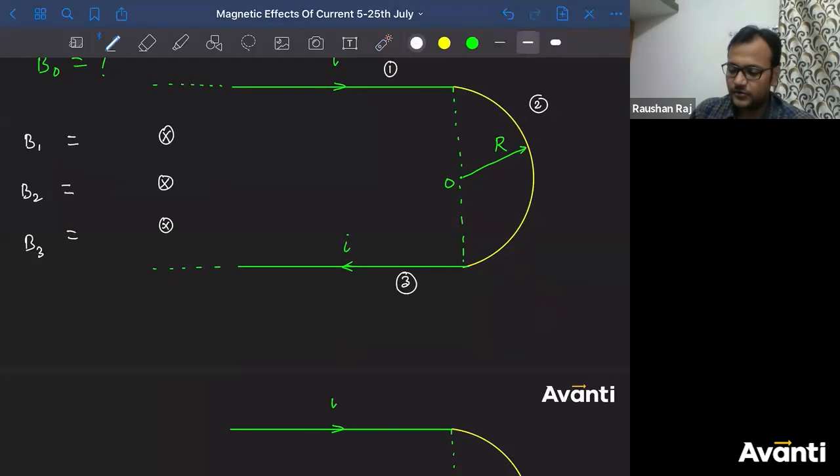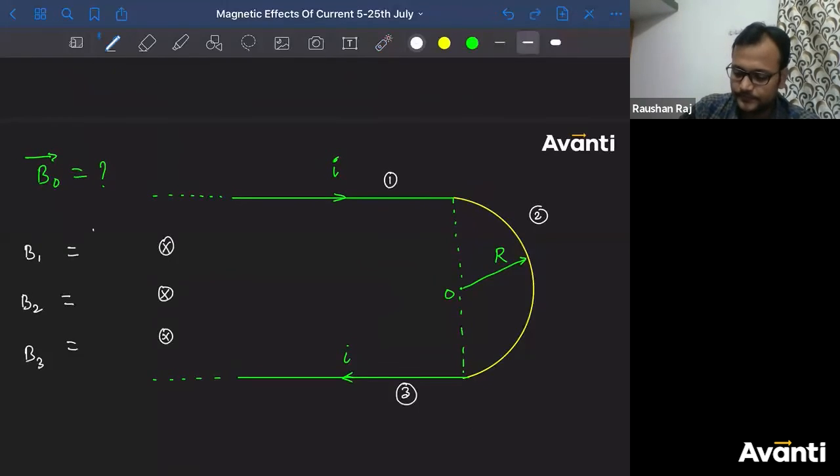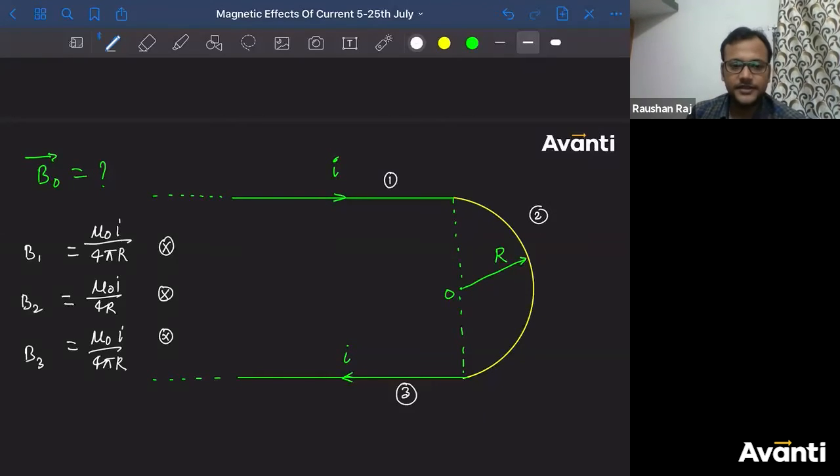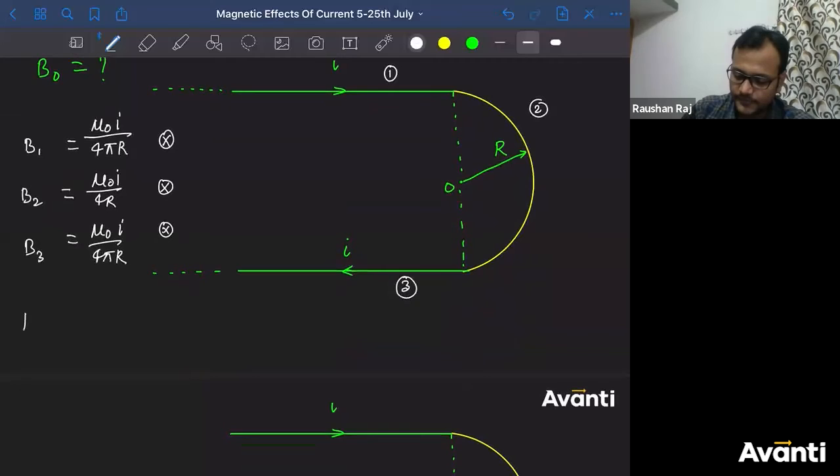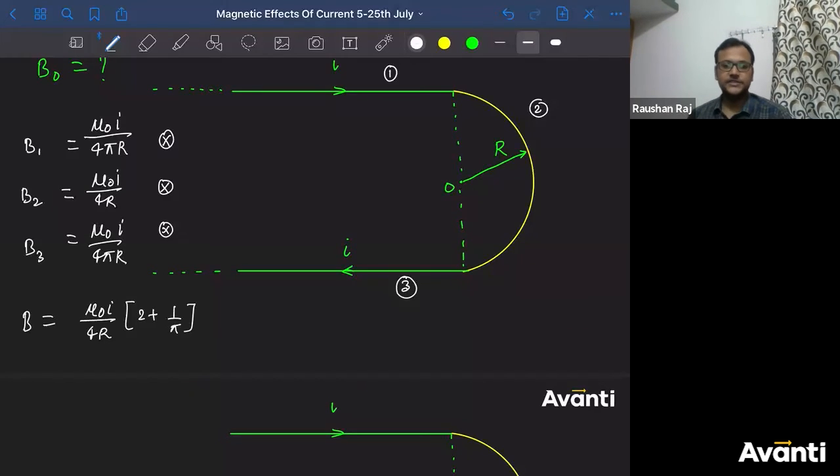Let's move ahead. Tell me the value of B1, children. Mu naught I divided by 4r. Okay, yes, very good. The value of B2 is mu naught I by 4r. B3 is mu naught I by 4r. What will be the net magnetic field? So mu naught I by 4r into 2 plus 1 by pi. This is the answer. Yes, Chirag, correct. Tell me the answer for this one.